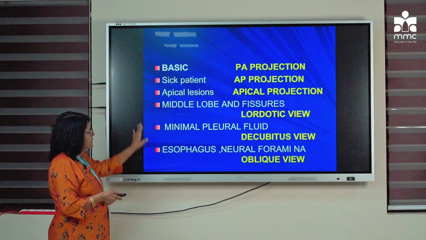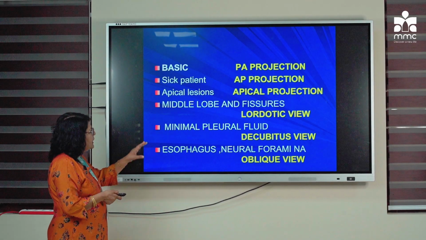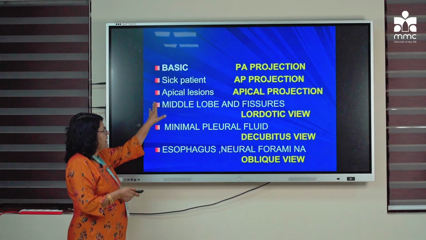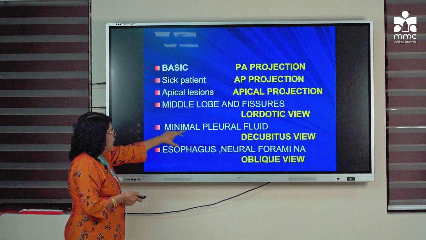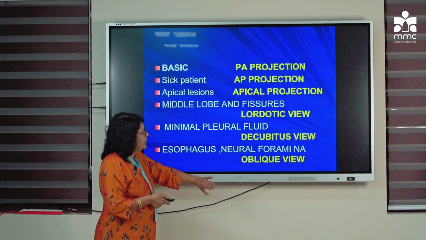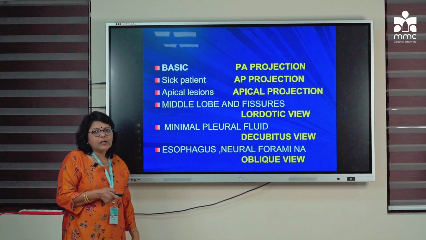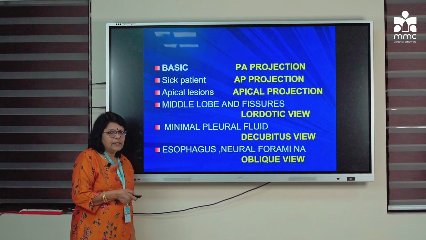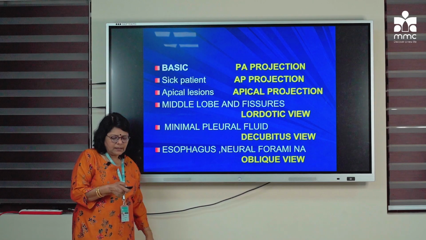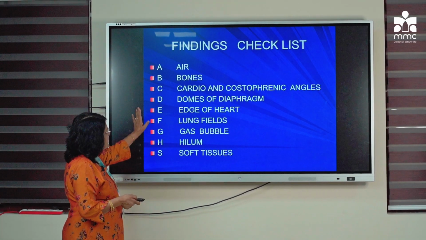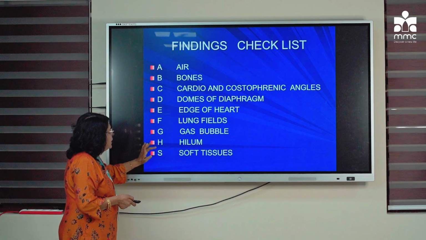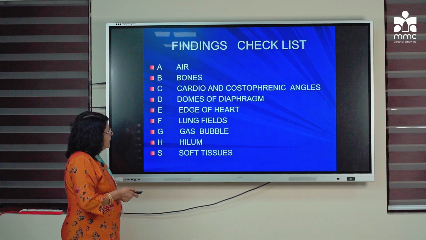So the basic projection which we take nowadays is only a PA view. AP is mainly for sick patients. The apical, lordotic, decubitus and oblique views have become obsolete now because of CT, because CT helps to interpret the lung pathologies. So the checklist, as I told you, is A, B, C, D, E, F to know about the pathologies.